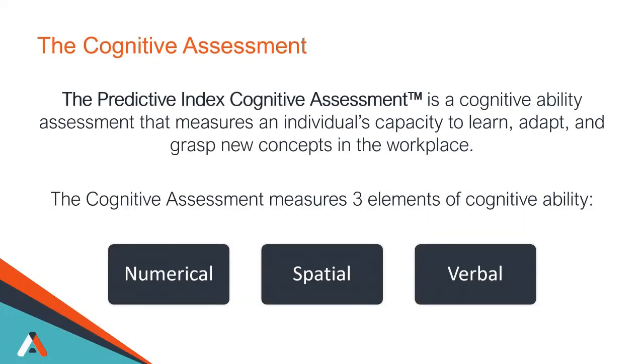So, what does the cognitive assessment look and feel like for candidates? And what type of information does it actually provide you? The cognitive assessment measures three key aspects of cognitive ability: numerical ability, in other words, basic mathematical and reasoning; spatial ability, like your ability to rotate and fold objects in space; and verbal ability, so teasing apart synonyms, analogies, etc.